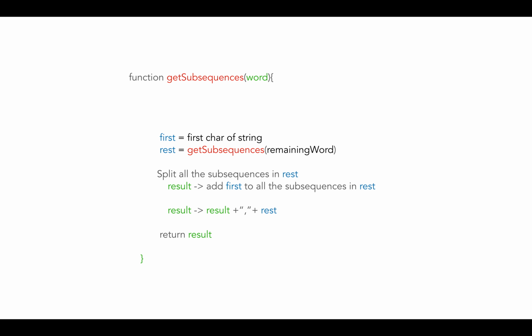Now the fourth and the last step is identifying the base condition. So when you reach the end of the string, you're just left with an empty string. So in the base case, we'll return an empty string.